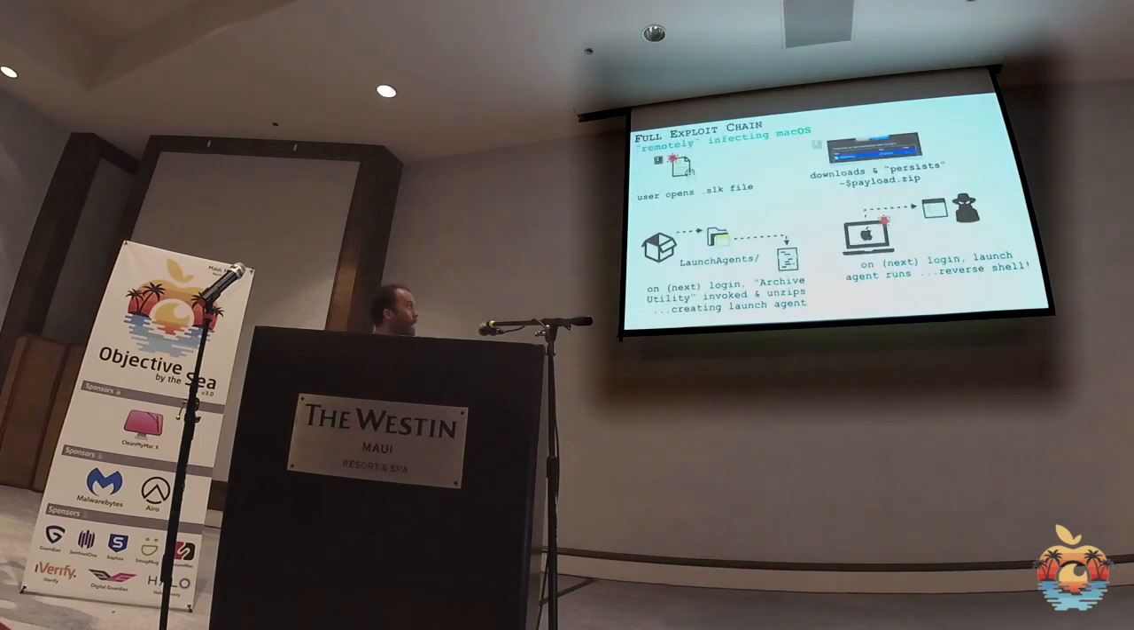So here's the entire exploit chain. The user opens one of these old school SLK files. This contains this XLM macro code, which again is automatically executed with no alerts. What this does is download and persist this specially crafted zip file. And then the next time the user logs in, Archive Utility, which is a signed Apple binary, doesn't have to be notarized or anything, will execute outside the context of the sandbox, because we're running as a login item. It will kindly unzip the zip archive for us and will create the launch agent for us.